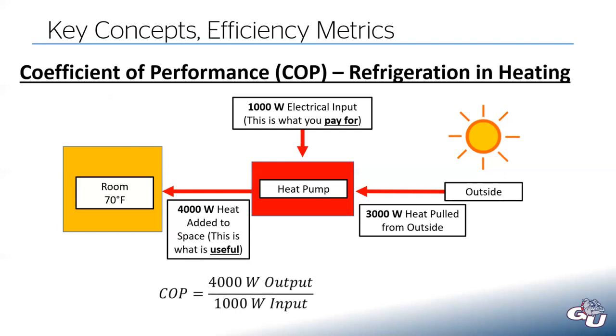So to calculate the COP, we have 4,000 watts of useful output divided by 1,000 watts of input. And so we get a 4.0 COP.